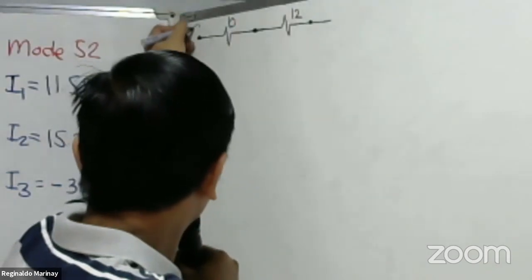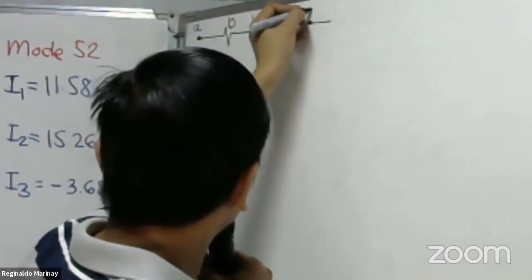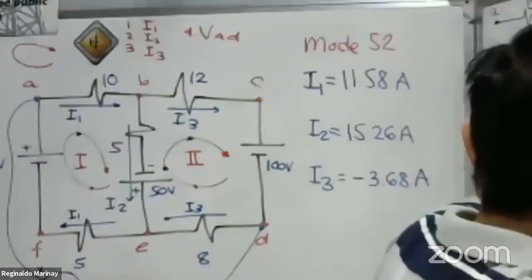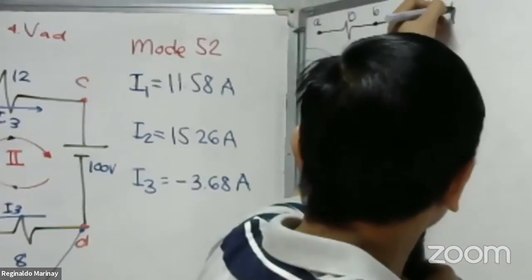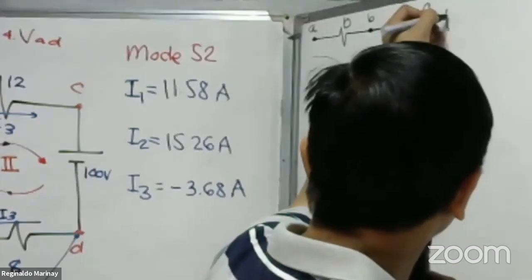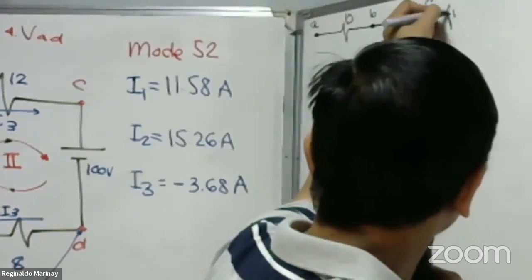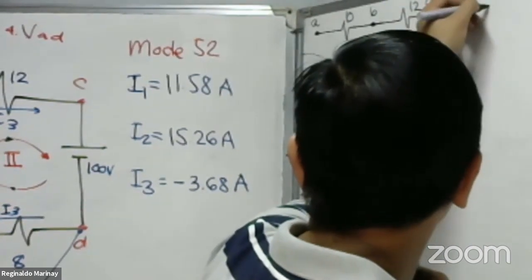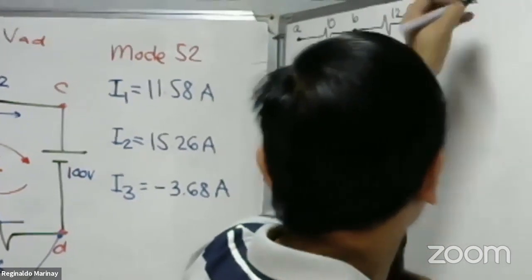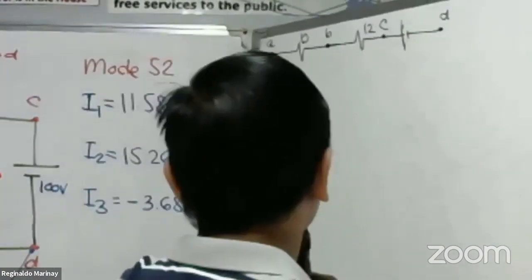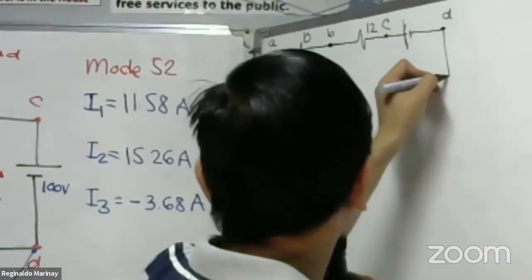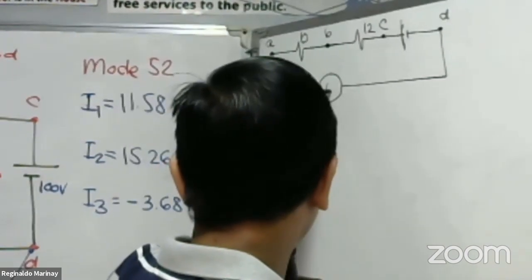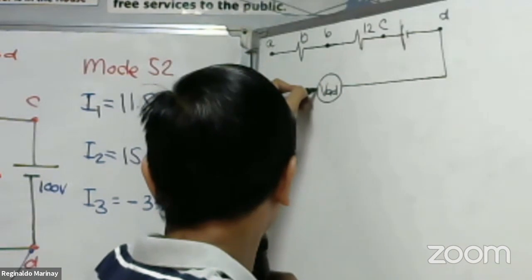Okay. Let's say this is our point A, point B, point C. At point C, the positive terminal of the 100 volt source is connected to it. So that is positive and negative, and the negative terminal is connected to point P. This is our point P. Okay, so let us have here our voltmeter. This is our VAD.